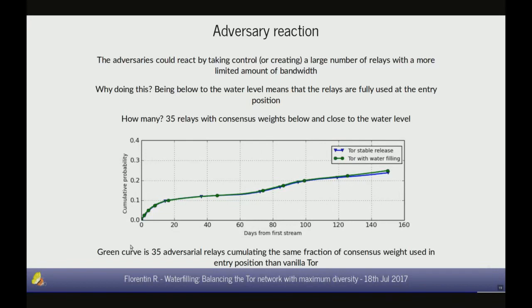Just because if you remember, when you lower the water level, the plain line, you are used 100% in the guard position, in the entry position. And this is what is important for an adversary, to be used at this place. So it needs, in fact, 35 relays instead of the top guards to have the same cumulative probability to succeed. So that's a big difference with vanilla Tor.